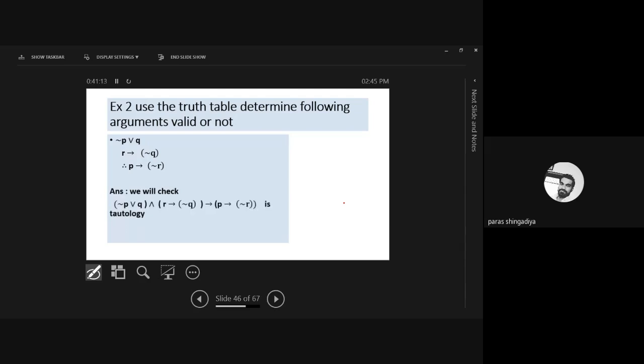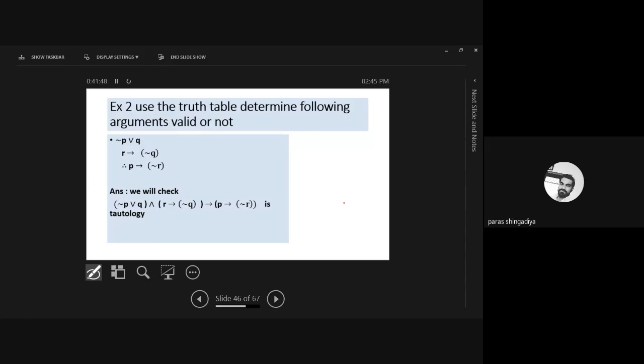First, create this formula. Okay, three arguments are given, A1, A2, A3. A1 and A2 इसको combine करना है, conditional to the A3. Clear? A1 and A2 conditional to the A3. So now first observe how many columns are required. First check how many columns are required in this truth table. Three statements are there, so P, Q and R are fixed, and it involves also the negation. So negation P, negation Q and negation R are also required.